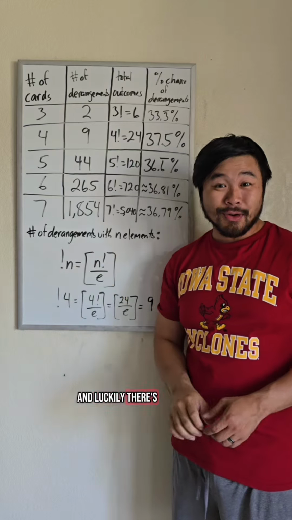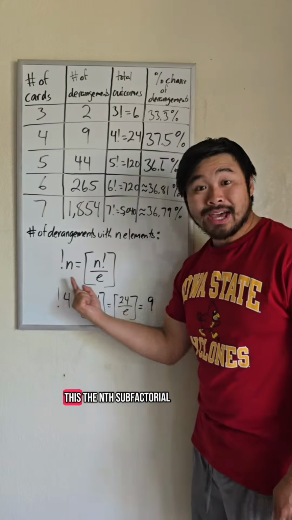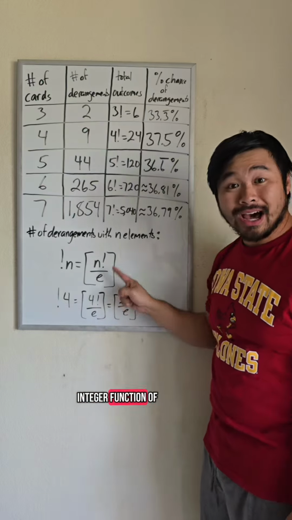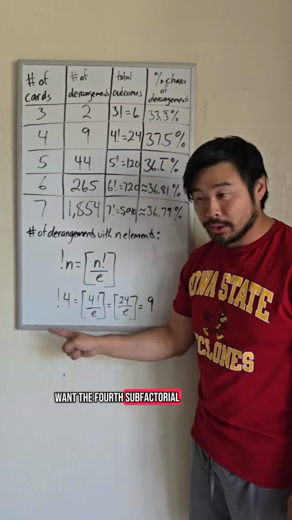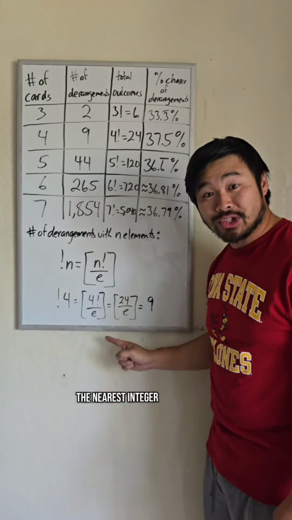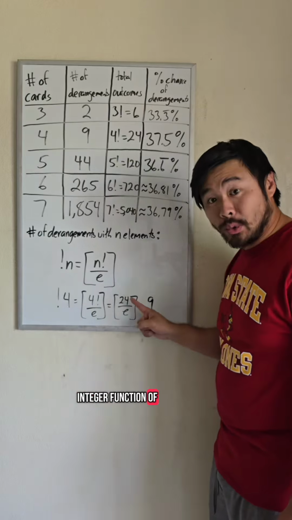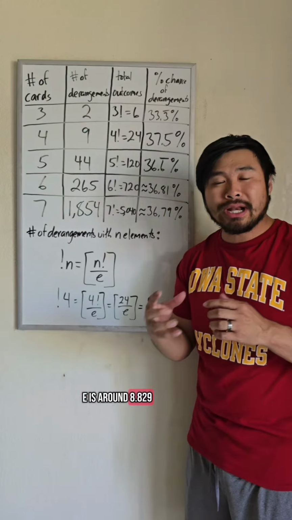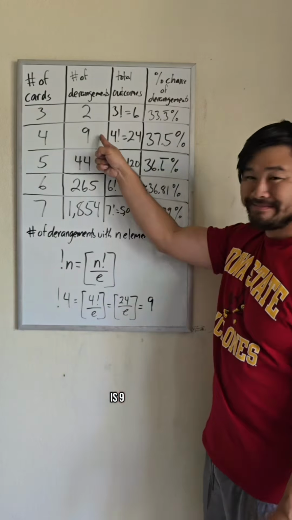And luckily, there's a formula to find the number of derangements of n elements. We can call this the nth subfactorial, which is given through the nearest integer function of n factorial divided by e. So if we want the 4th subfactorial, we would do the nearest integer function of 4 factorial divided by e. That's the nearest integer function of 24 divided by e. 24 divided by e is around 8.829, so the nearest integer to that is 9.